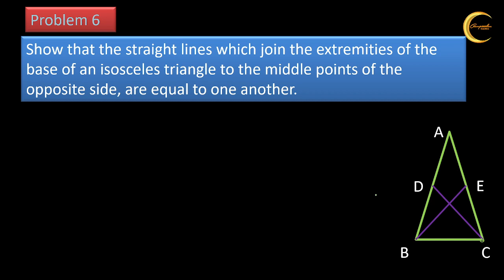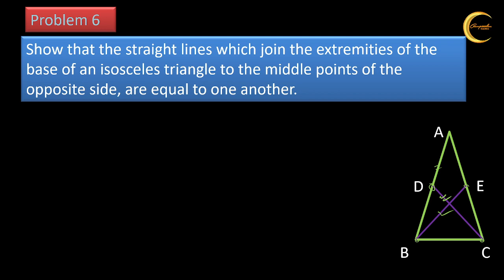So this is a point C. Okay. And you see here the straight lines which join the extremities of the base of the isosceles triangle. So AB is the line and its extremity base point is C. So I have joined this line CD, and D is the middle point. And similarly B is the point, and the middle point of the opposite side is E. So this is the line AC and its middle point is E. So these two lines should be equal. So CD equals BE.